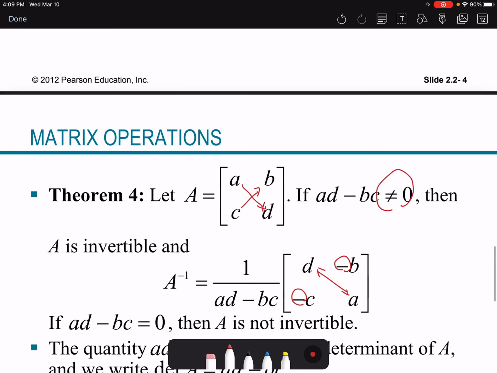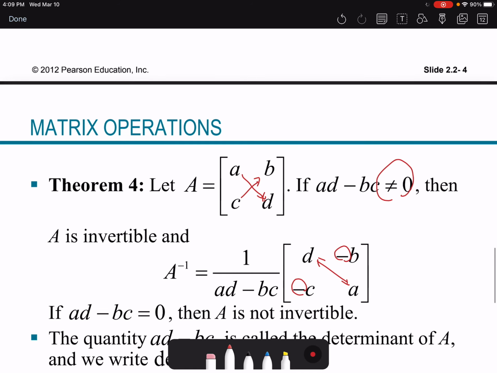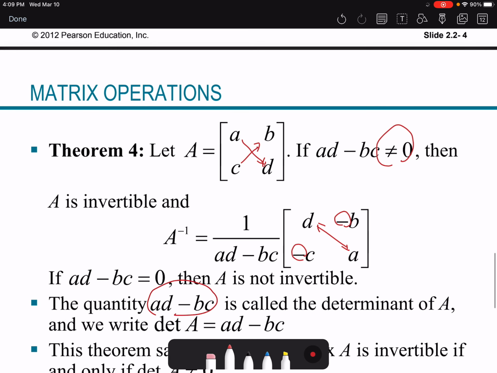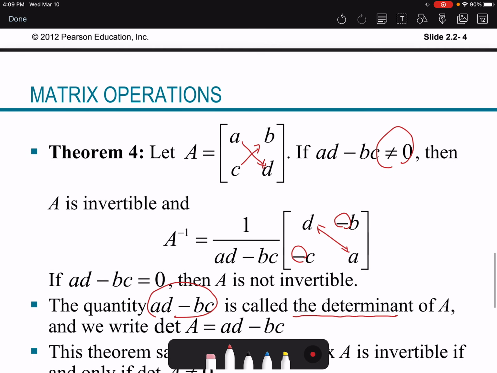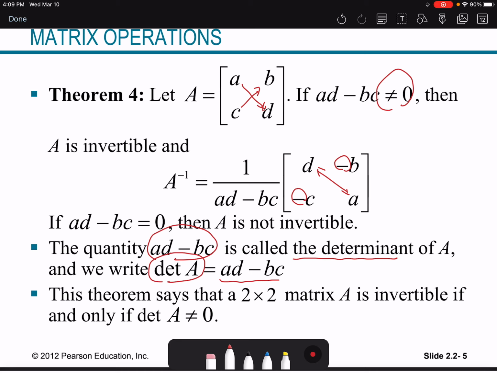What if AD minus BC equals 0? Then we say A is not invertible. That means the inverse matrix does not exist. The quantity AD minus BC is called the determinant. Sometimes we will write it with this line notation; this is going to come back later. The determinant of A equals AD minus BC. So if the determinant is nonzero, then A is invertible. Otherwise, if the determinant is zero, then A is not invertible. This is strictly speaking for the 2x2 matrix.